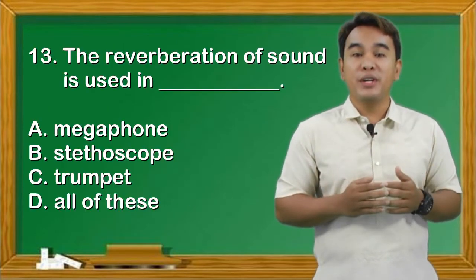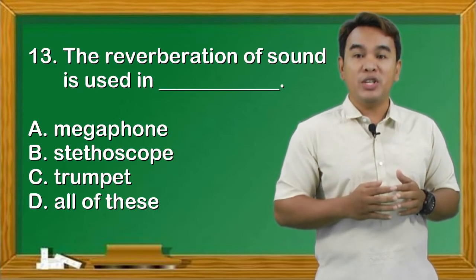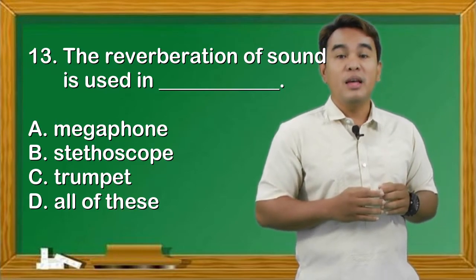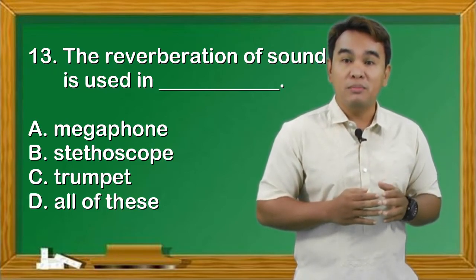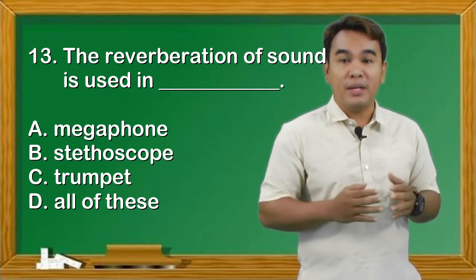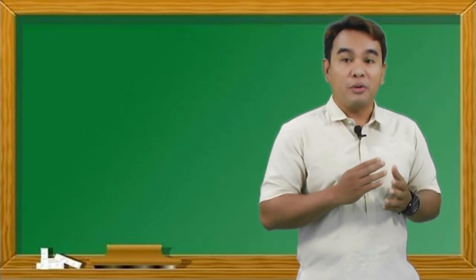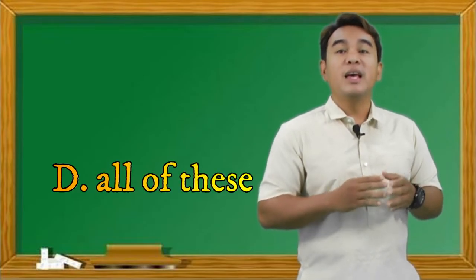For number 13, the reverberation of sound is used in letter A, megaphone. Letter B, stethoscope. Letter C, trumpet. Or letter D, all of these. The correct answer is letter D.